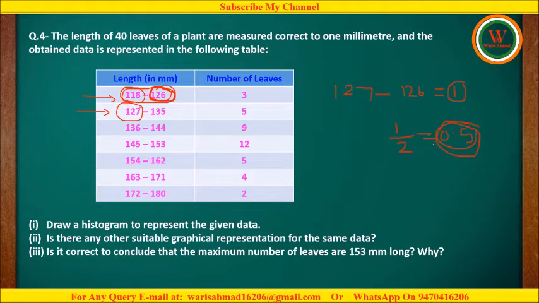So when we subtract 0.5 from 118, the result will be equal to 117.5. When we add 0.5 to the upper limit of this class, the result will be equal to 126.5. Similarly, we subtract 0.5 from 127, and the result will be 126.5, and when we add 0.5 to 135, the result will be 135.5. Similarly, we subtract 0.5 from the lower limit and add 0.5 to the upper limit.